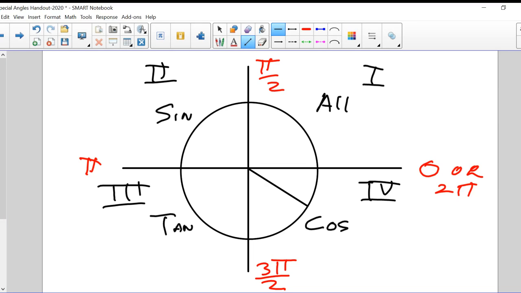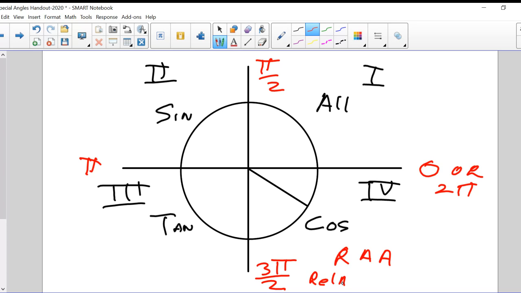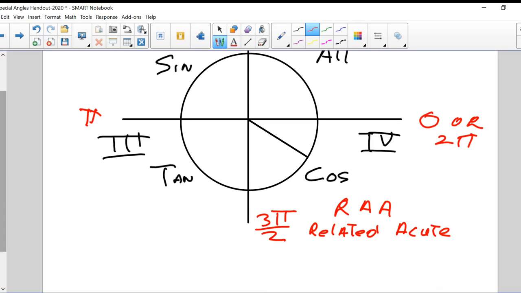And the question is, what's called the related acute angle, sometimes referred to as the RAA. RAA, and I'll write that out, related acute angle.